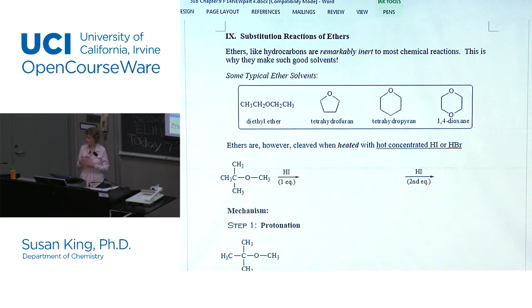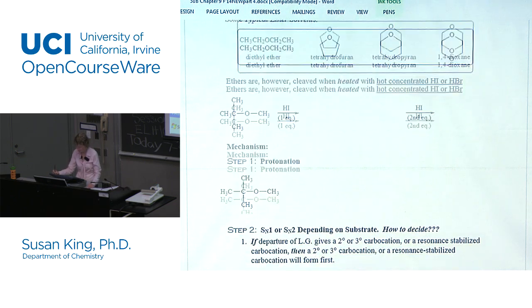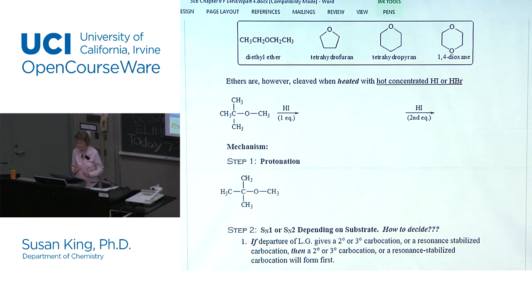But the thing that we like about a solvent is we don't want the solvent to react with our compounds. So these are very, very stable compounds. Ethers are, however, cleaved when heated with hot, concentrated HI or HBr. These are the only ones that I'm going to use here.